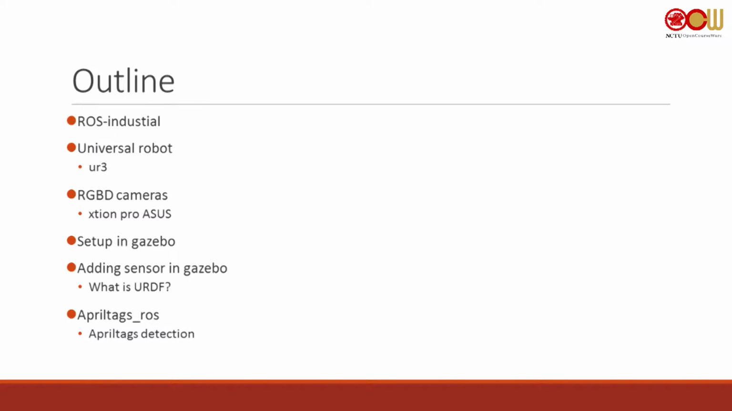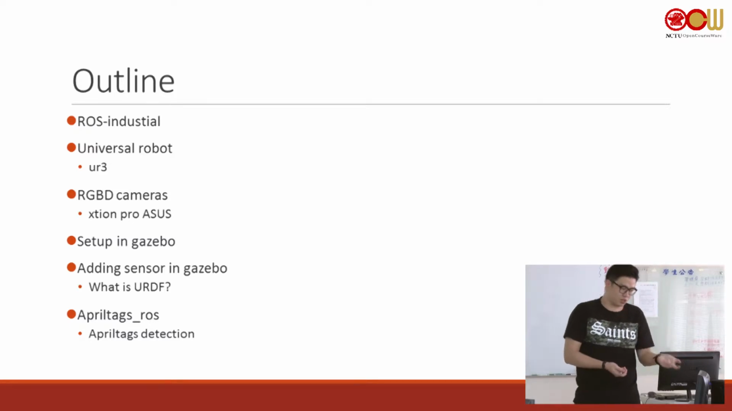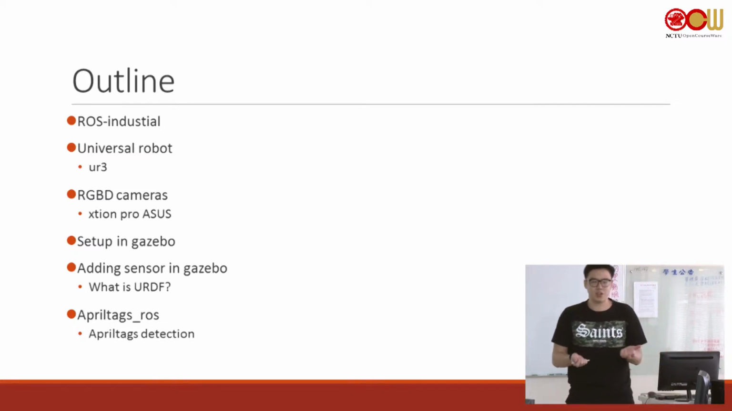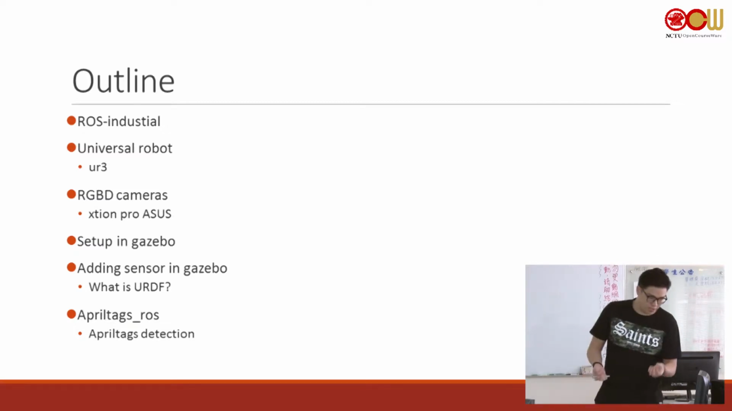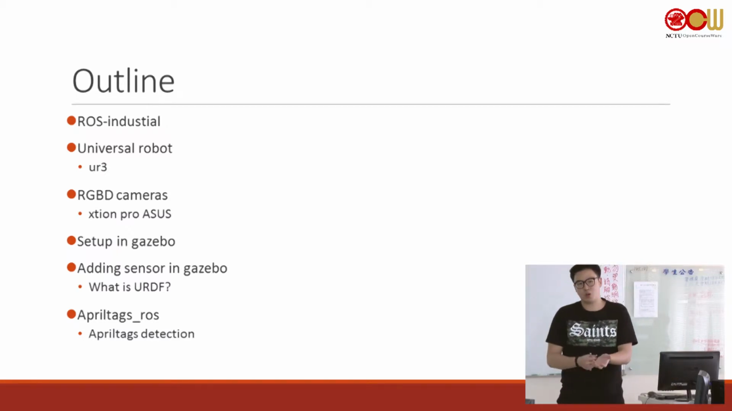So next thing is the outline. First is ROS Industrial. We are not covering everything of ROS Industrial. We're just using the robot of ROS Industrial, like the Universal Robot that I'll mention later, and the RGBD cameras. After that, the whole setup in Gazebo. So we will produce the eye-to-hand systems in Gazebo. And after that, I will teach you how to add in a sensor, a very basic move. And after that, you have the camera image and what to do next.